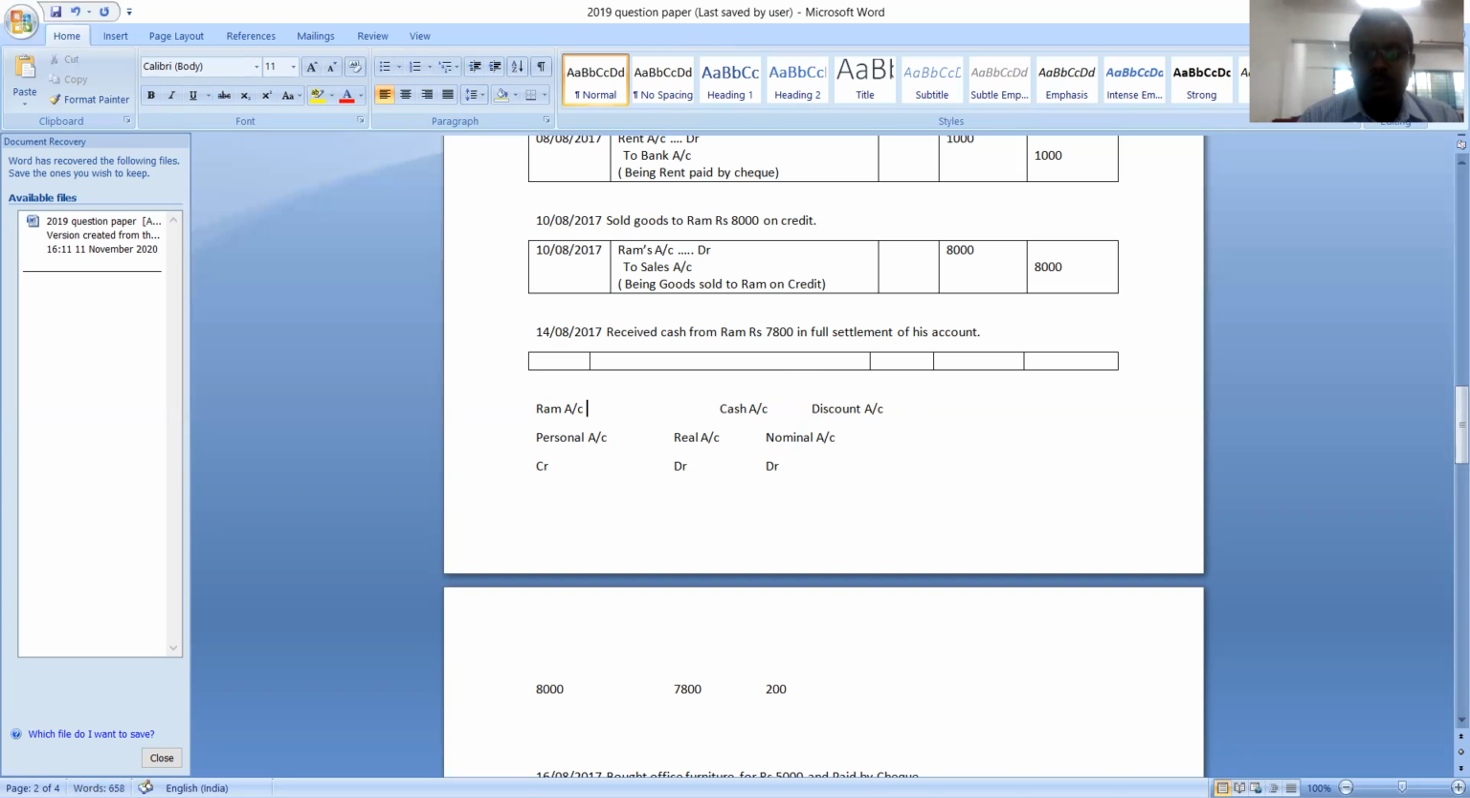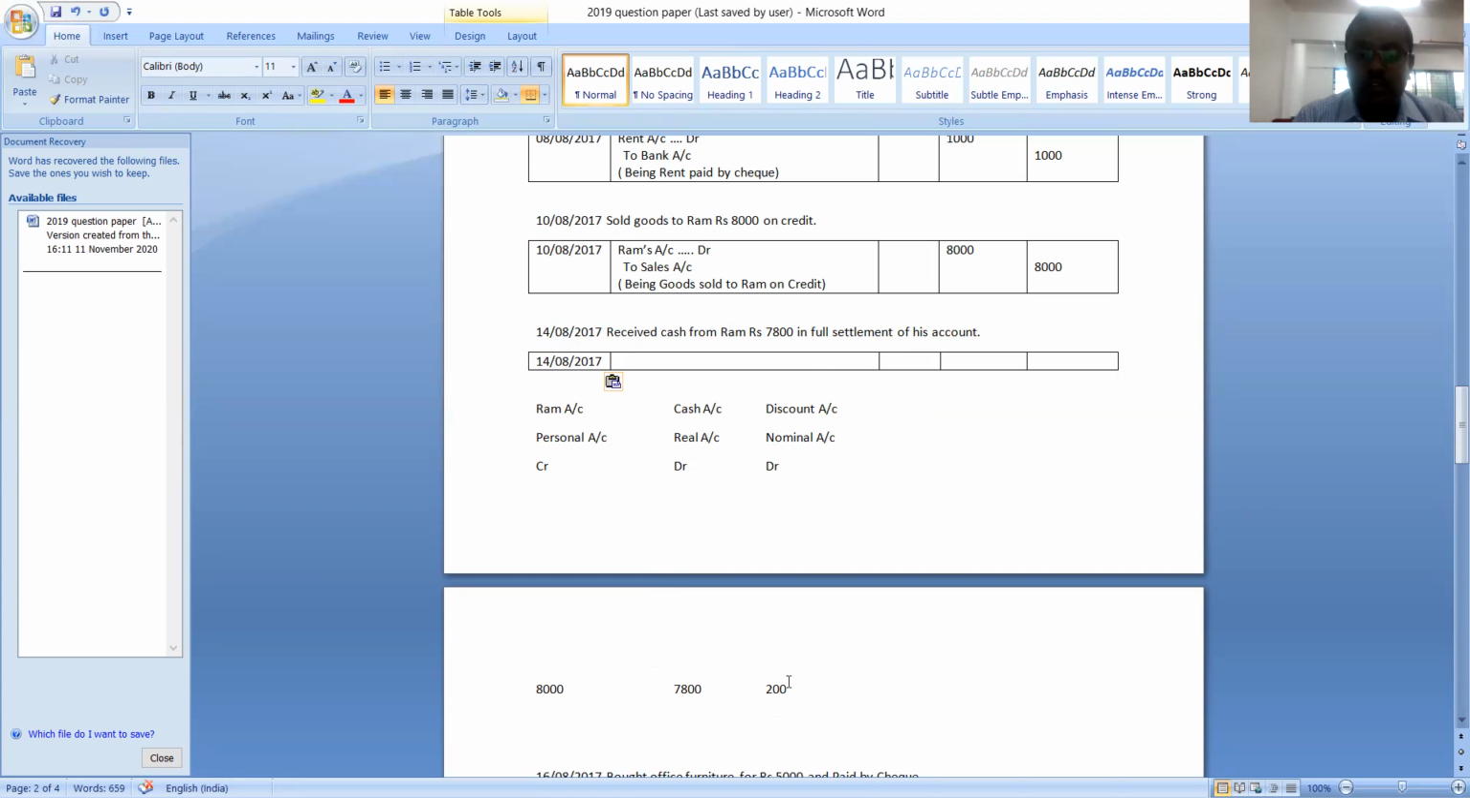There will be a minimum of two accounts. I never told you that there will be only two accounts. Understood? Okay, so once again I will explain this particular transaction. It is dated 14th of August 2017. Received cash from Ram, rupees 7,800 in full settlement of his account of 8,000. Already Ram's account is showing a debit balance of rupees 8,000. We sold him goods worth rupees 8,000, so he should give us 8,000, but we are not going to take 8,000 from him. We are going to take just 7,800.